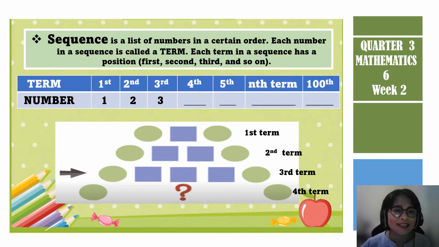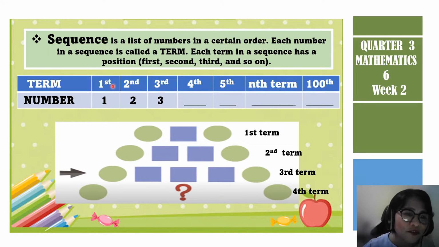Tingnan natin ang nasa table. Ang table ay binubuo ng dalawang linya. Sa unang linya, meron tayong mga term. Nakasulat dyan, first, second, third, fourth, fifth, nth term, at 100th term. Yung nasa baba ay yung mga sequence na hahanapin natin.